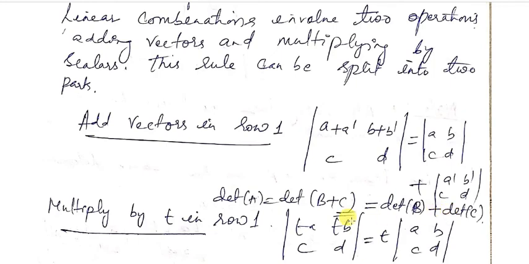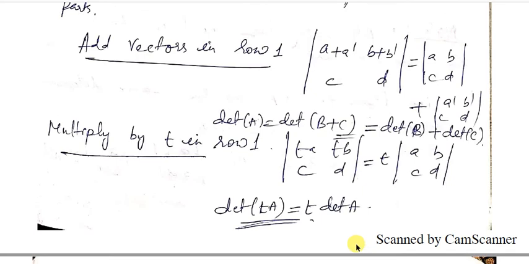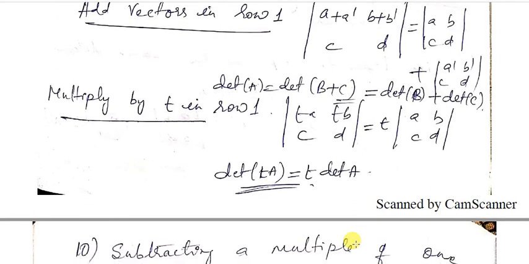Similarly, multiplying by a scalar in the first row, determinant of TA, TB, C, D can be written as T times determinant of A, B, C, D. So that is, determinant of TA is equal to T times determinant of A. So we can take out that scalar from the rows.